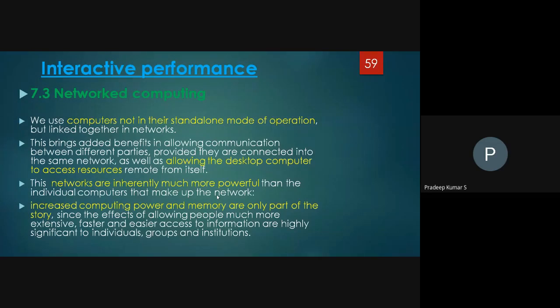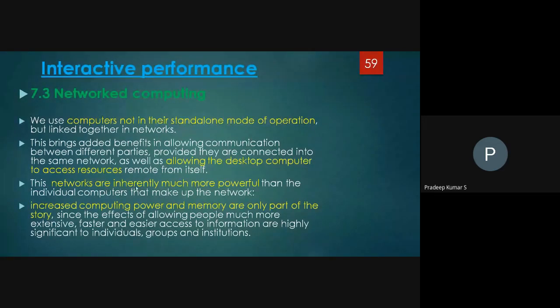That is different. Okay, sir, that is a standalone maintenance of networking. Well and good. So that is bringing proper communication between several different parties for different uses, connected in the same network. So it allows a desktop to access a resource remotely from itself. So I can share the document. Allowing the resource means what? Sharing the document.